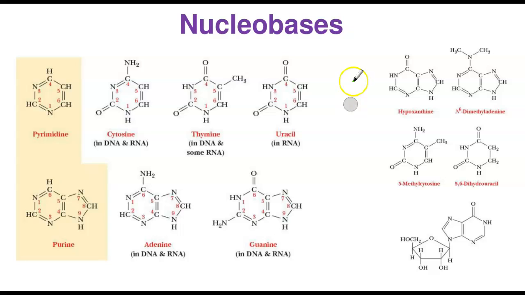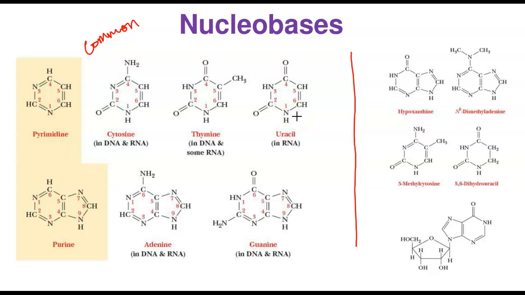Now, let me make a demarcation here. To the left are the common bases that we see all the time. These are the less common ones, but they exist, depending on the particular point in metabolism. Now, like I said, this is the pyrimidine. The pyrimidine is derived from this aromatic nitrogen-containing ring. It has one nitrogen at number 1, and you count anti-clockwise. So we have 3 of them: cytosine, thymine, and uracil.